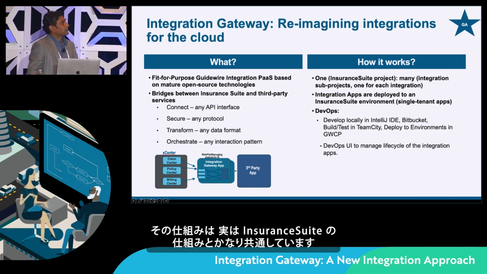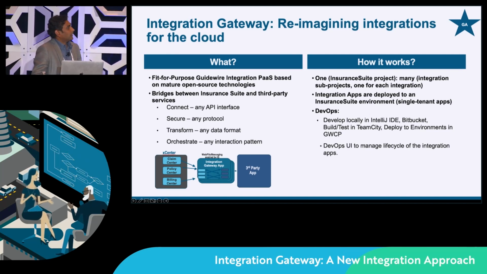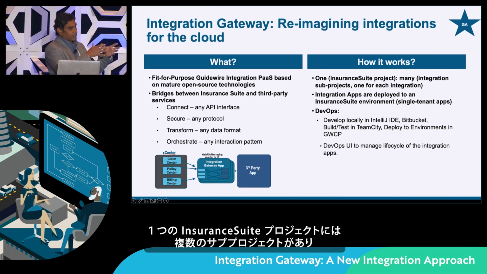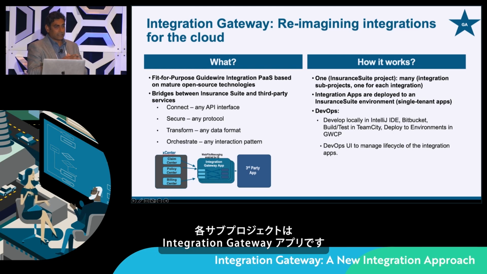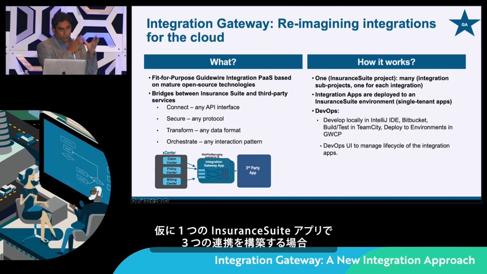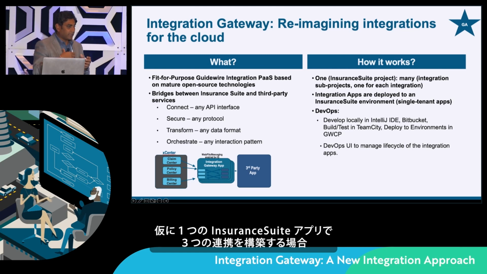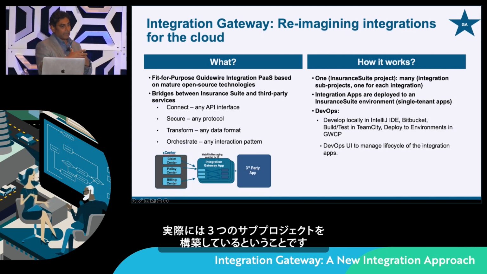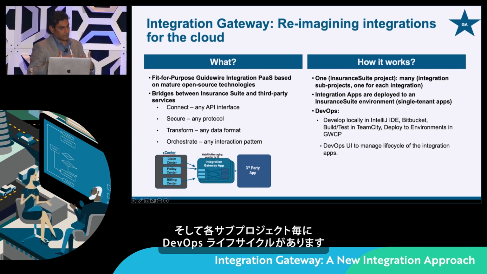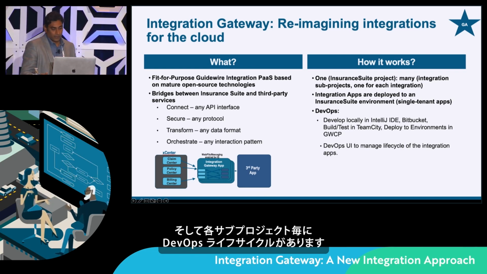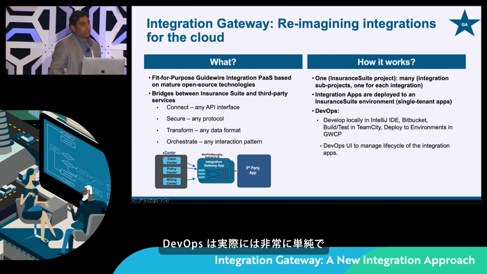How it works is pretty aligned with how you work with Insurance Suite. One Insurance Suite project has multiple sub-projects, and each sub-project is an integration gateway app, right? Let's say you have one Insurance Suite app and you're building 3 integrations. That really means you're building 3 sub-projects, each of them having their own DevOps CI/CD lifecycle, right? And the DevOps is pretty straightforward.